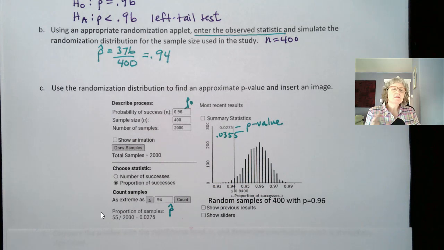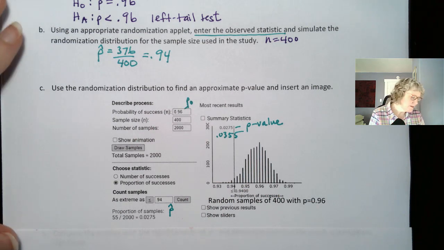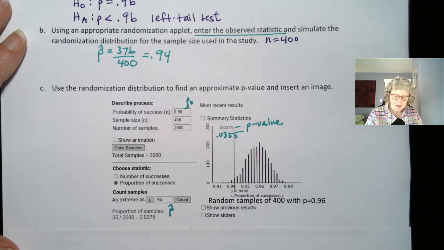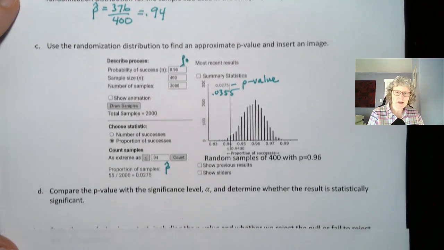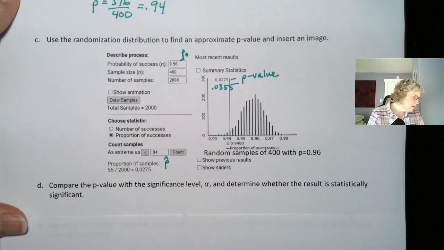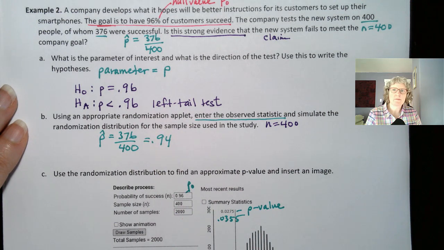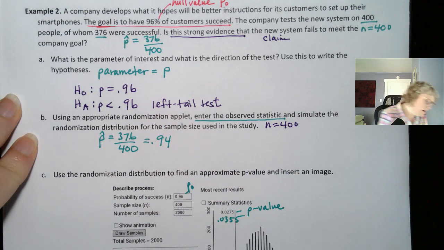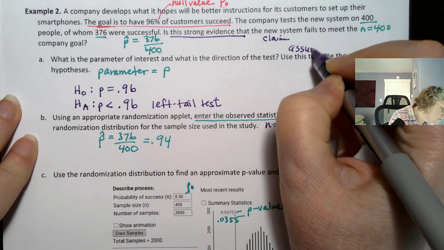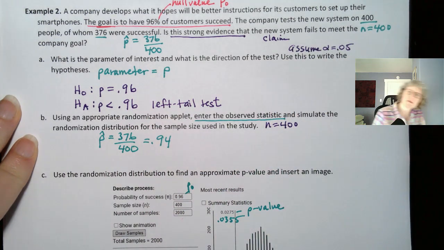Now, if one was under 0.05 and one over 0.05, now that would be tricky, right? I have to decide, maybe do a few more. So that would be a little trickier situation. But luckily, both of these are less than 0.05. Okay, so we compare the p-value with the significance level alpha. Was there an alpha given in this question? Let's go back and check. I don't see a significance level anywhere. So we're going to assume that alpha is 0.05, because it's not given.